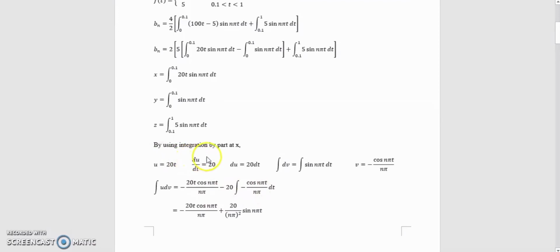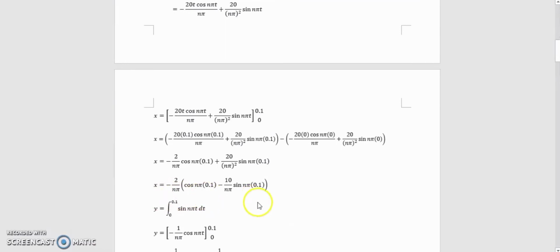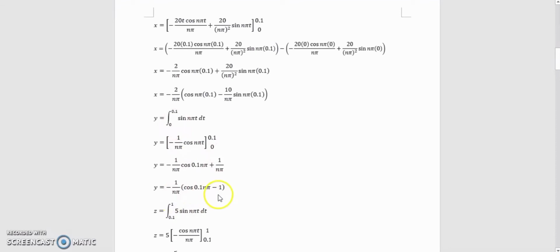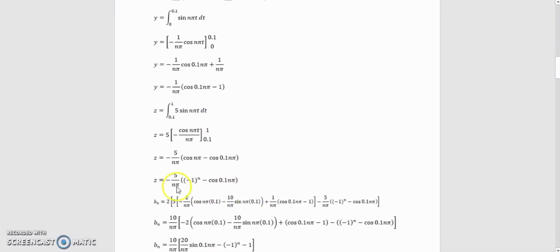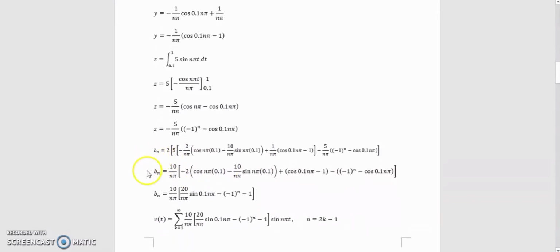By using integration by parts at x, we get this value, and then we integrate y, we get this, and z, we get this value. Then we substitute x, y, and z into the original Bn equation, and then we can find Bn is equal to 10 over n pi in bracket 20 over n pi sine 0.1 n pi minus negative 1 power of n minus 1.